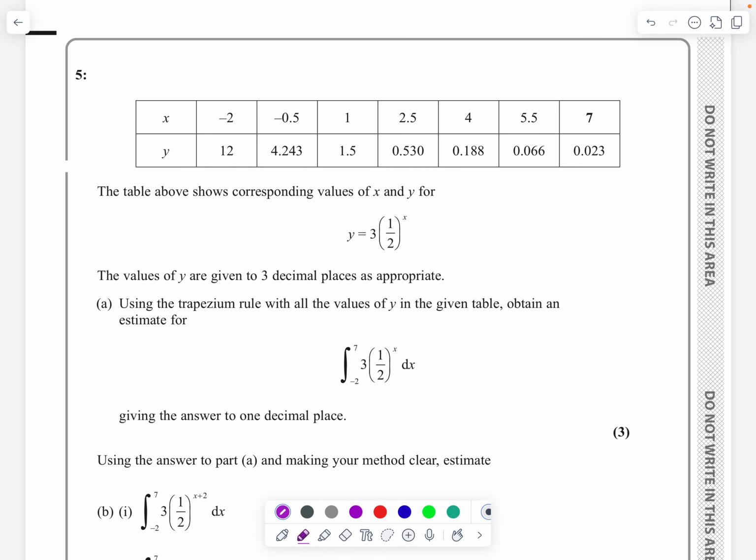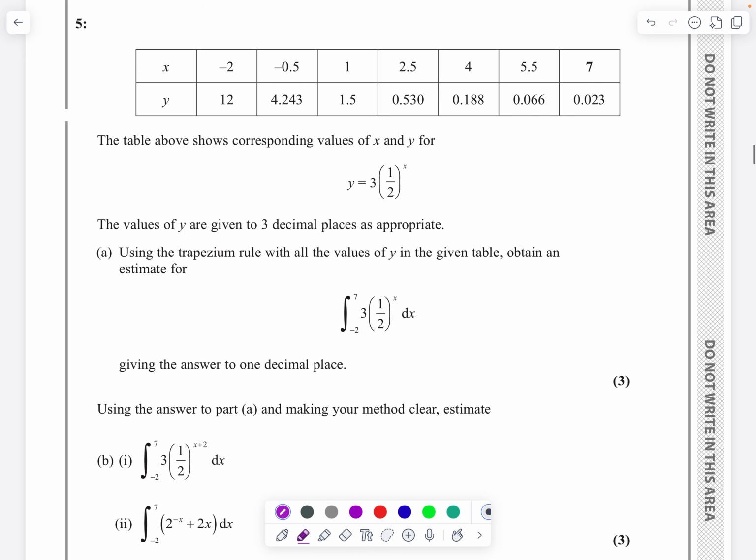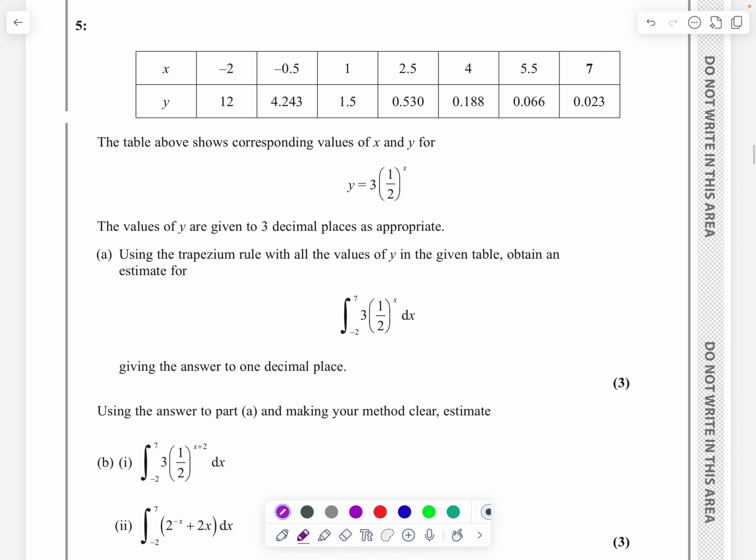Okay, this is the P2 paper from June 2025. It's question number 5, and this is a question from the integration chapter. As we can hopefully recognise, this is a trapezium rule question. So let's have a look and see what it gives us.